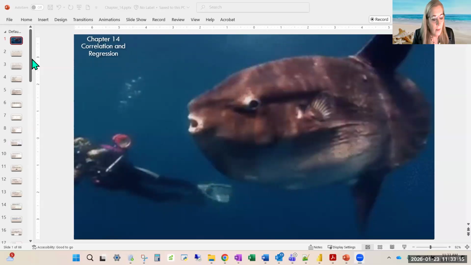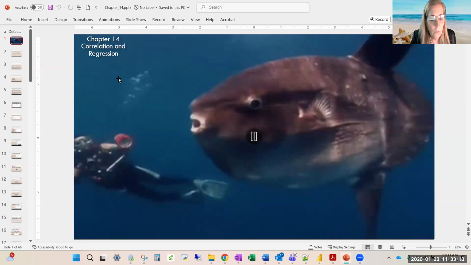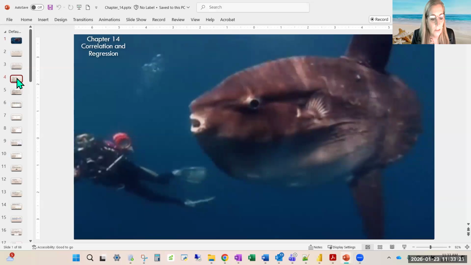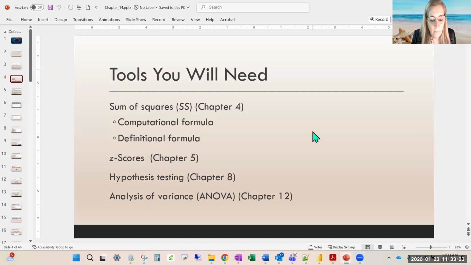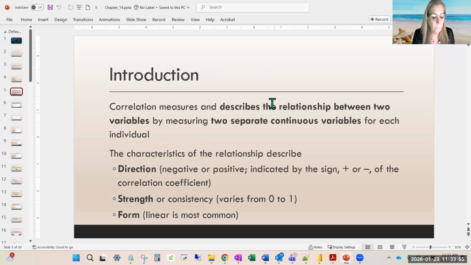Okay. So, chapter 14 we will be covering correlation and regression. You should have the skills to know what sum of squares are, and I have confidence that every single one of you know what that is. We have beat that over the head many times through many chapters throughout the semester. Also, you should recall what z-scores are, as well as hypothesis testing and analysis of variance. That's a little newer. That probably will require a little more practice. The rest of it, I think you probably have it down pretty well.